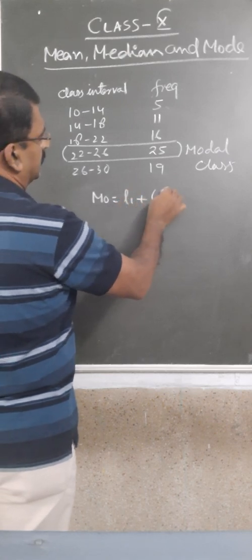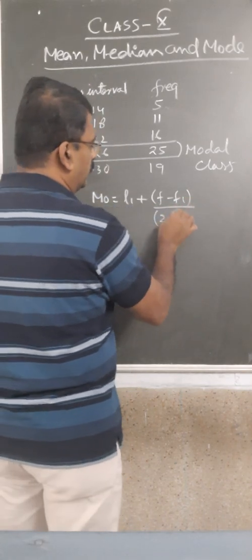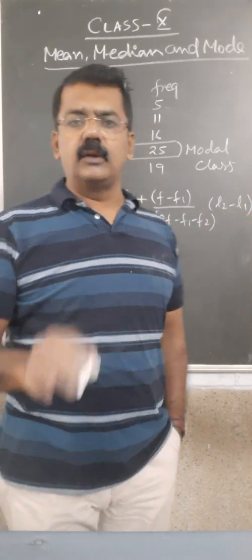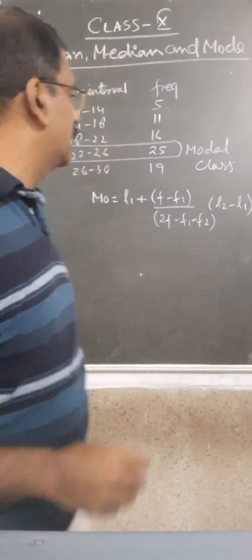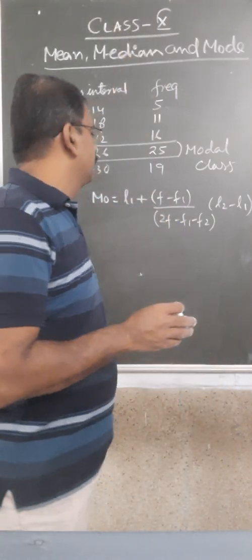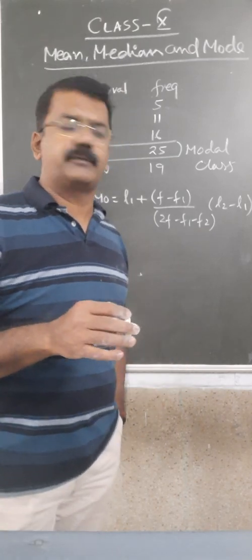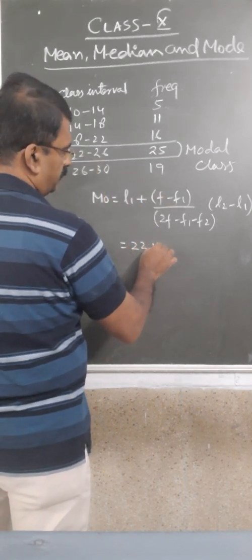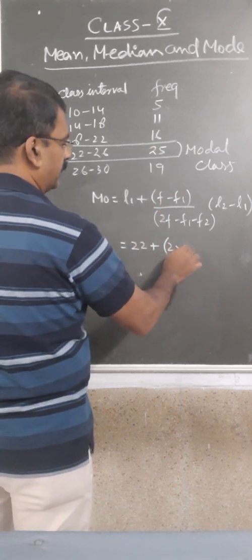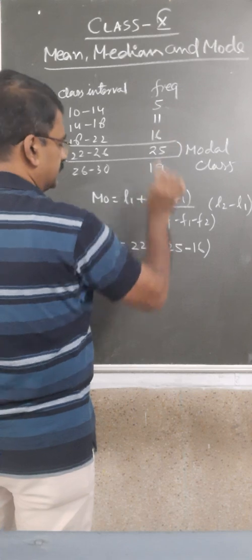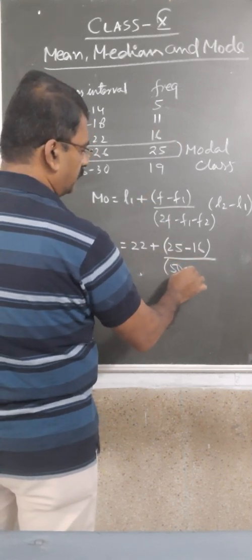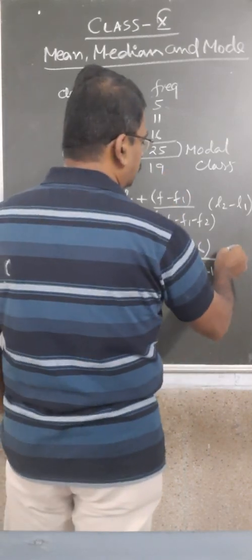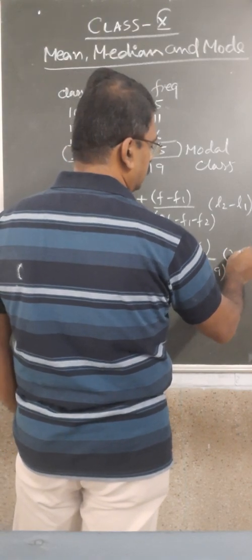L1 plus (F minus F1) upon (2F minus F1 minus F2) into (L2 minus L1). L1 is the lower limit of the modal class, L2 is the upper limit of the modal class, F is the frequency of the modal class, F1 is the frequency of the pre-modal class, and F2 is the frequency of the post-modal class. So here you see L1 will be 22 plus F is 25 minus 16, that is the pre-modal class. Now 2 times 25, 50 minus 16 minus 19. Okay. And L2 minus L1, that is 26 minus 22.